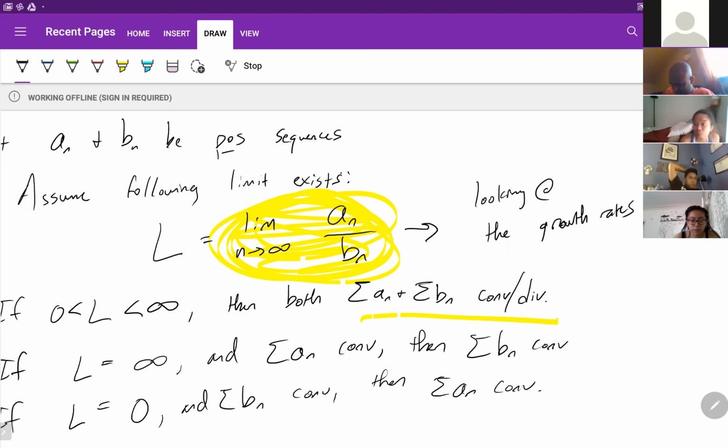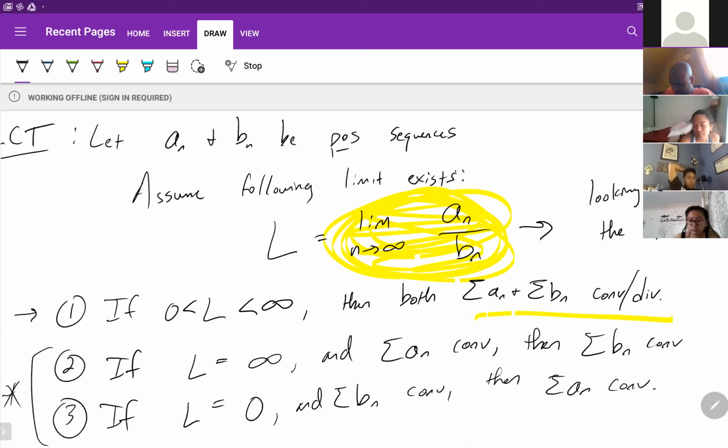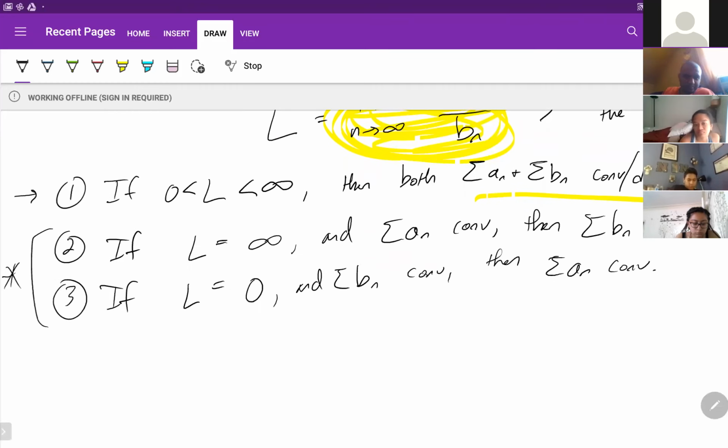So in this first case, the order doesn't matter. How you set up the limit really doesn't matter, so long as your final result is a constant. Is that okay? Does that make sense? Cool. I also wanted to add this.